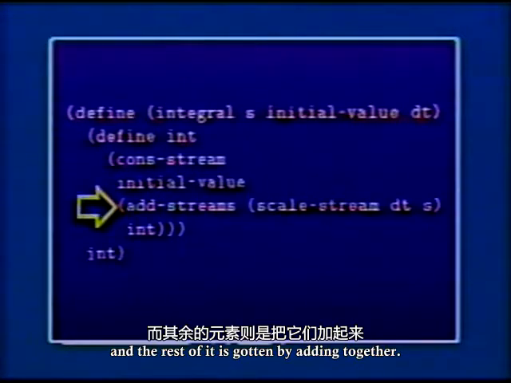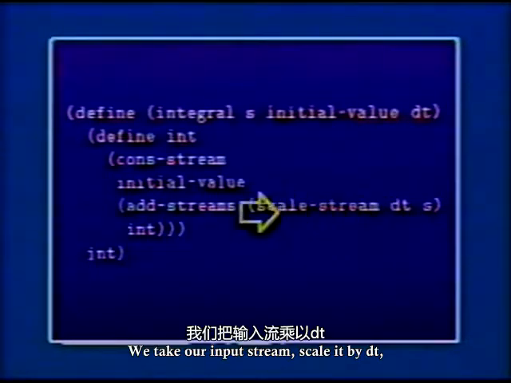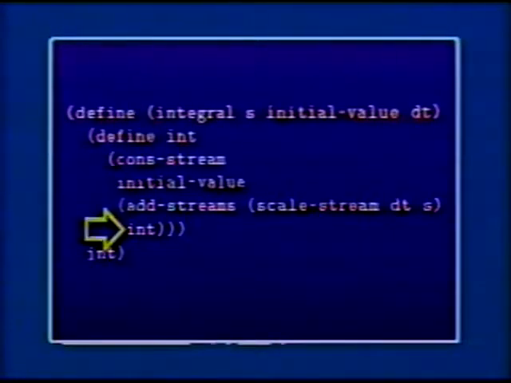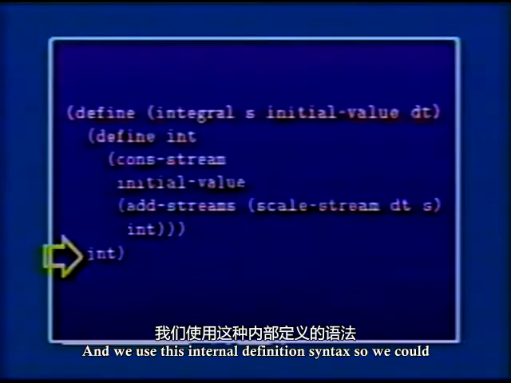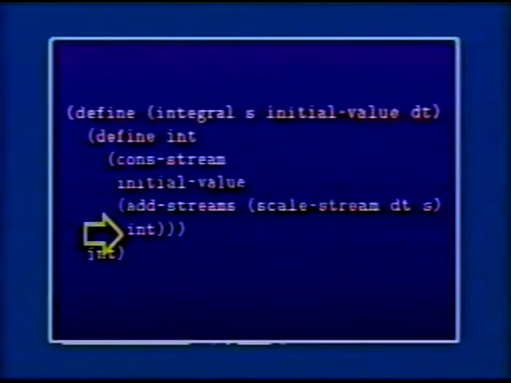and the rest of it is gotten by adding together. We take our input stream, scale it by dt, and add that to int. And now what we return from all that, the value of integral, is this thing int. And we use this internal definition syntax so we could write a little internal definition that refers to itself. Okay.